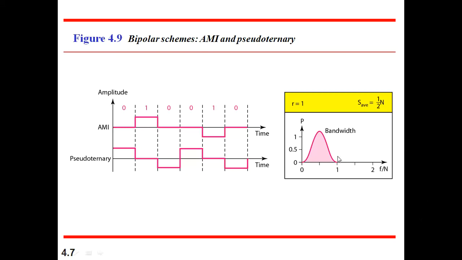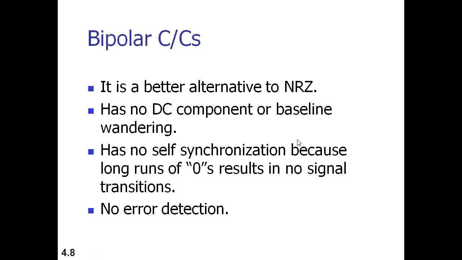You can observe in the diagram that it once again requires more bandwidth. Bipolar AMI and pseudoternary are better alternatives to NRZ. They have no DC component or baseline wandering, but they have no self-synchronization because long runs of zeros result in no signal transmission, and they have no error detection capability.